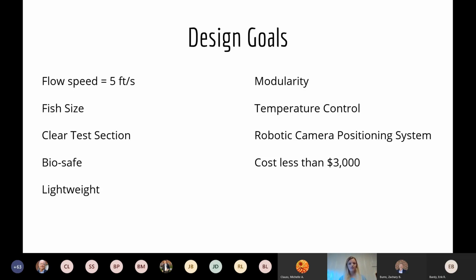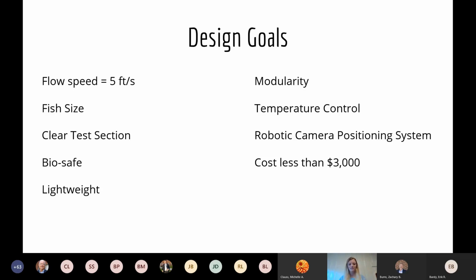Additionally, the ability to control the temperature of the flume, whether that be heating or cooling the water, was to be included in the design of the flume, as well as a robotic camera positioning system. This system is used to take video footage of the fish swimming in the test section in order to analyze its behavior.